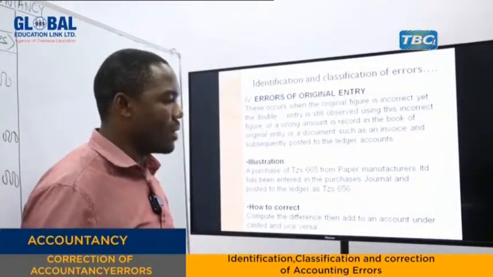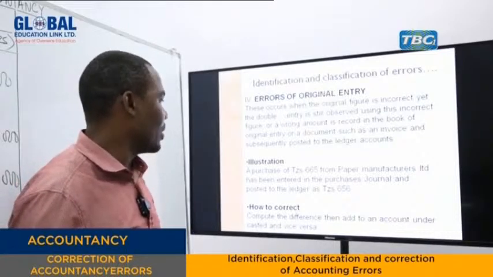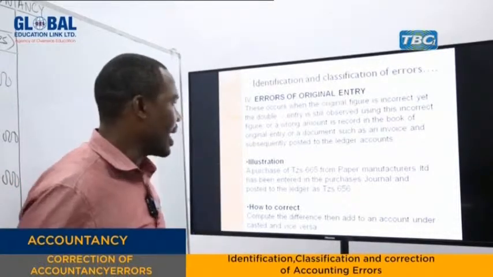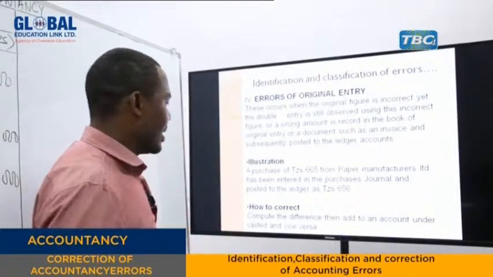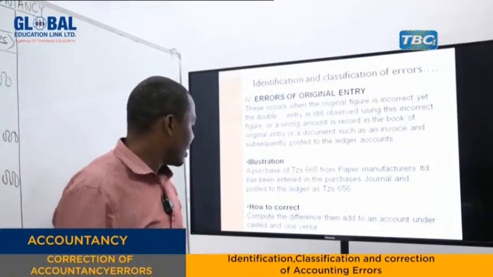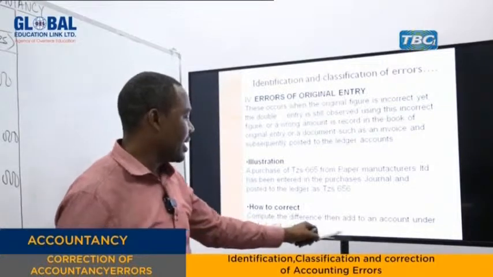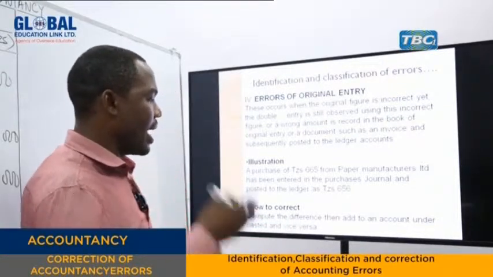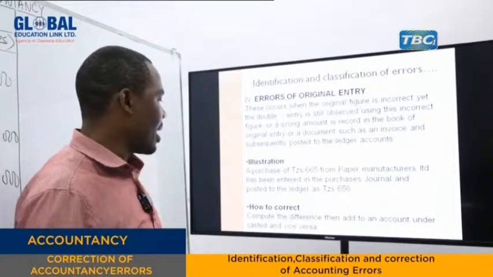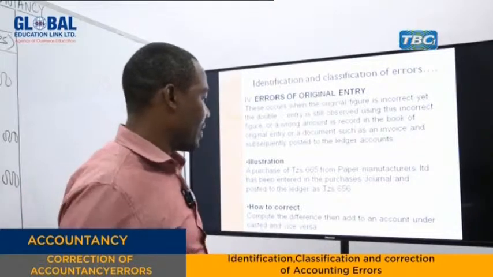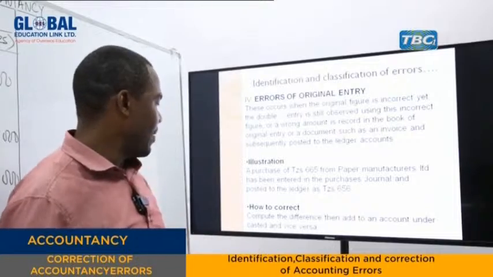Whenever you post a wrong amount in both corresponding accounts, so that the double entry is completed, then that error constitutes an error of original entry. So how are these errors corrected? Through computing the difference and adding it to the account that is understated, and vice versa. If one account is understated, you add the difference, and for the account that is overstated, you deduct the difference.